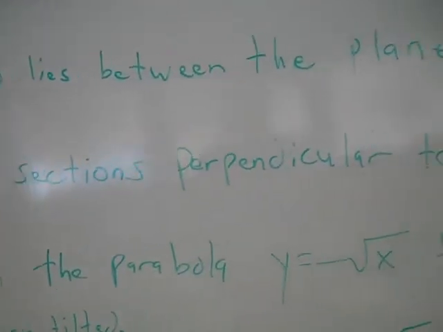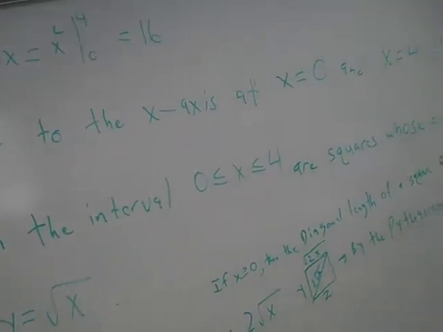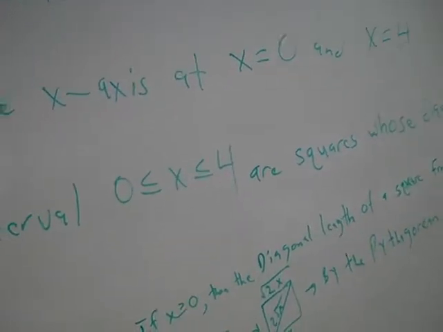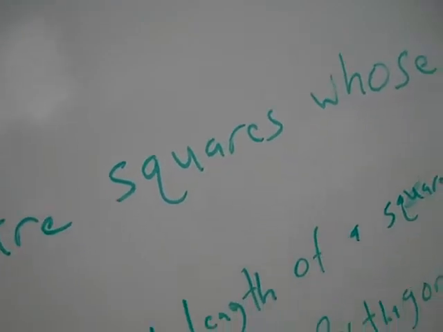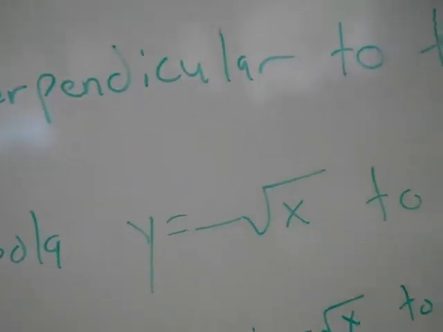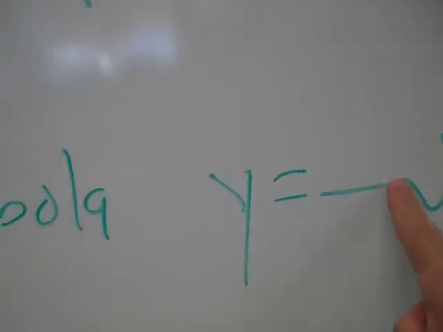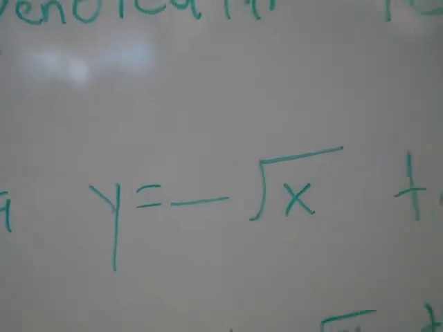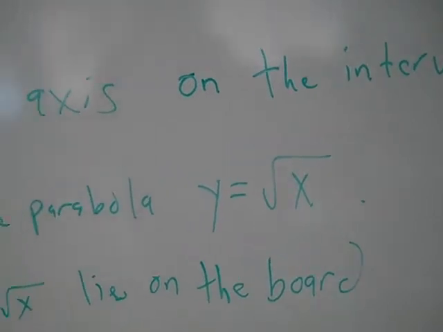The cross sections perpendicular to the axis on the interval from 0 to 4, like I said, are going to be squares, and they're going to be squares whose diagonals run from the parabola y equals negative square root of x. That's a negative sign right there. Let me make that more clear: negative square root of x to the parabola y equals positive square root of x.